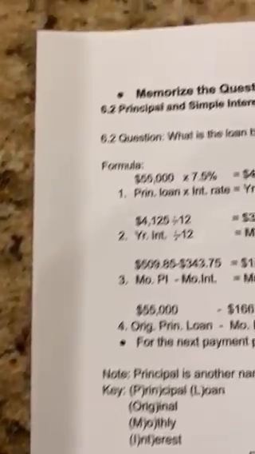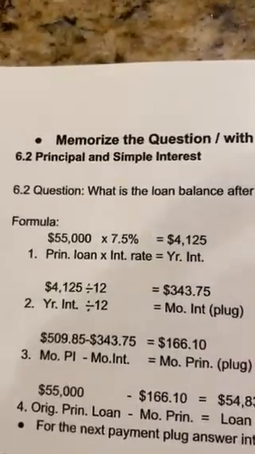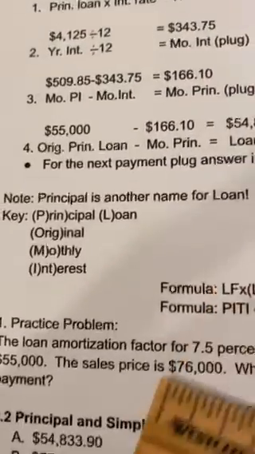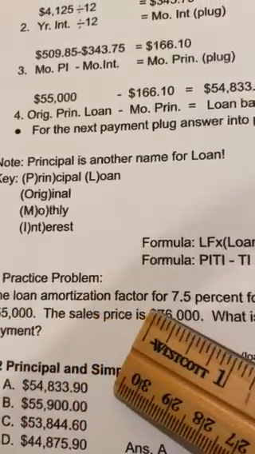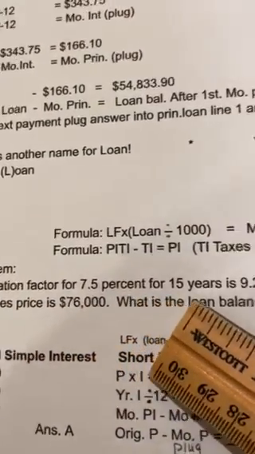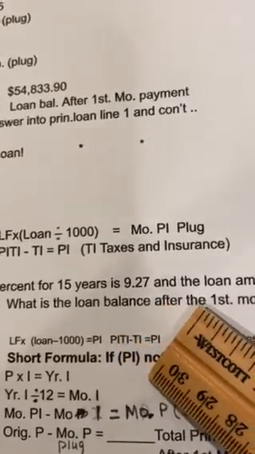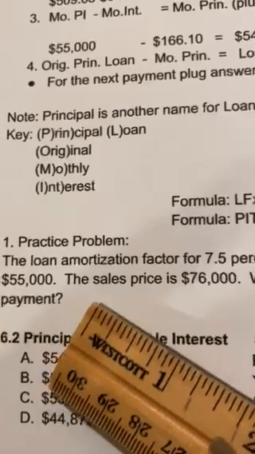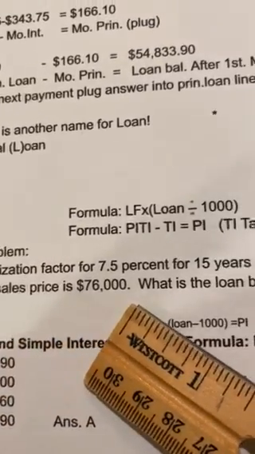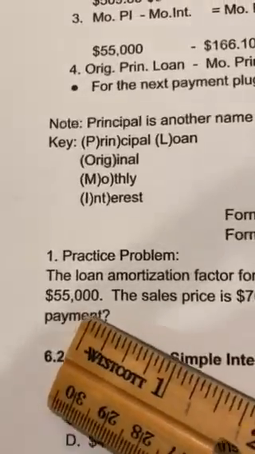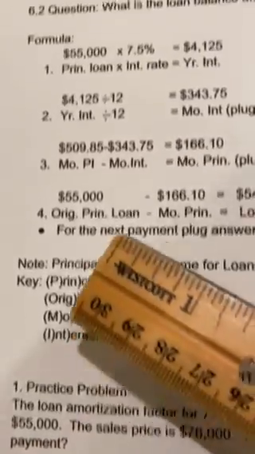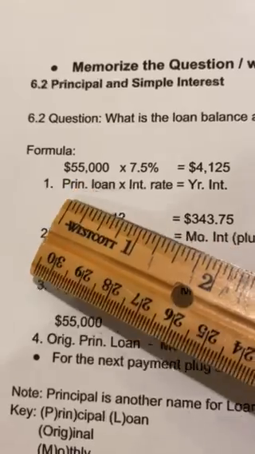And let's look at the loan formula that is worked out for you. We will read first the problem. The loan amortization factor for 7.5% for 15 years is 9.27, and the loan amount is $55,000. The sale price is $76,000. What is the loan balance after the first monthly payment? Now let's plug in our formula.